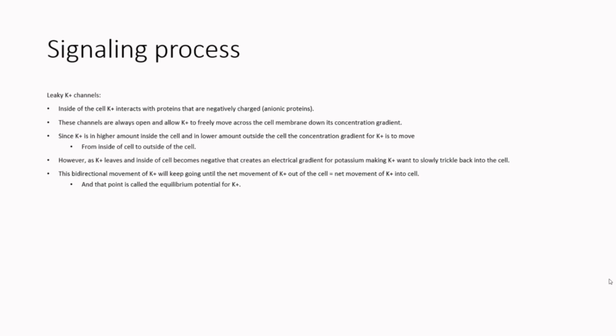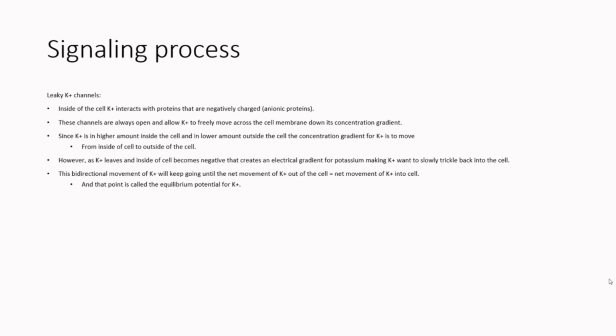We also have leaky potassium channels, and inside the cell this potassium will interact with anionic proteins, like phosphates and amino acids. These channels are always open, so they will allow potassium to freely cross the cell membrane down its concentration gradient, because it's in high concentration inside the cell.